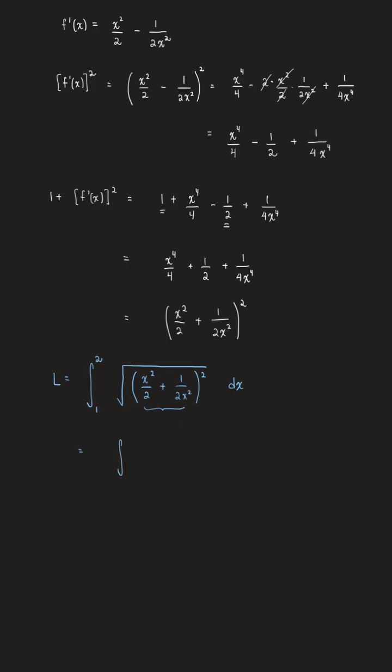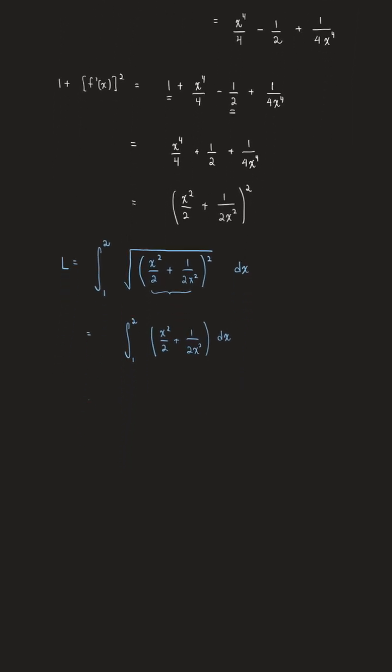So this will give us the integral from 1 to 2 of x squared over 2 plus 1 over 2x squared dx. And we are now ready to integrate, and both of the terms are power rule problems. So we can apply the power rule. For the first term, that will give us x cubed over 6. And for the second term, that's a 1/2 x to the negative 2, so that will be minus 1 over 2x. And we are integrating this from x equals 1 to x equals 2.